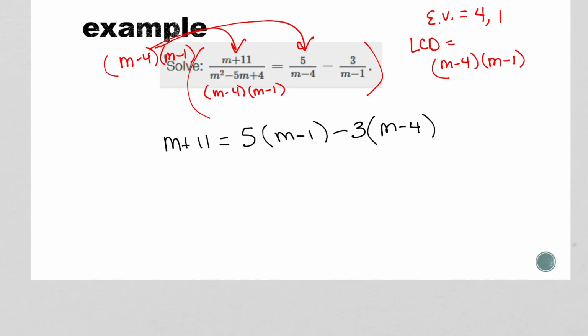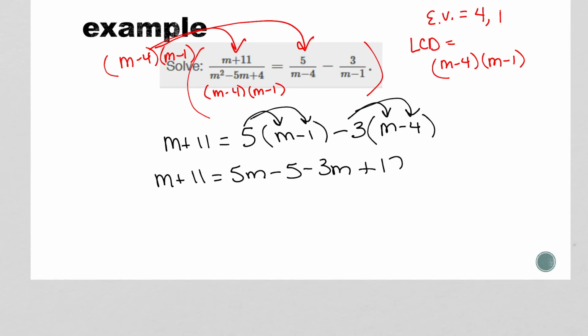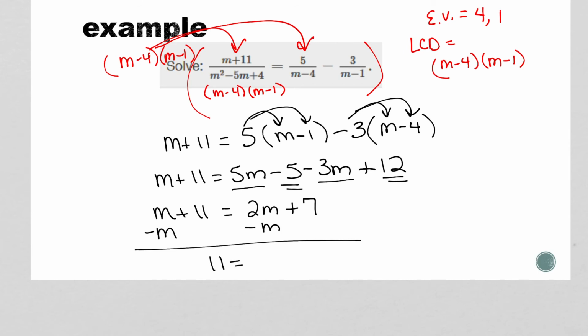Okay, so let's distribute. Combine our like terms. And then we're going to get our m's on the same side of the equal sign. And we're going to get everything else on the other.